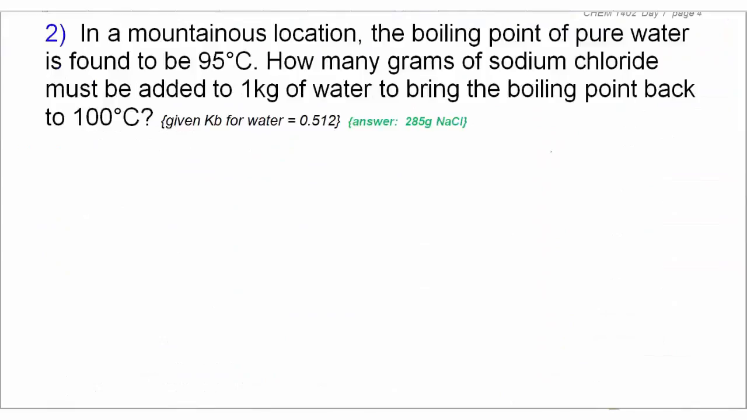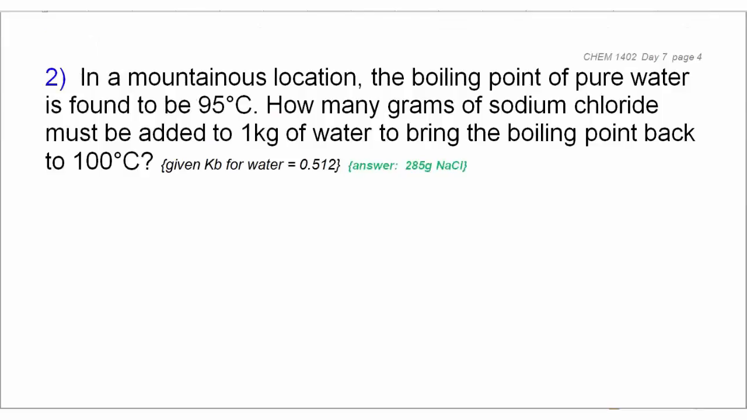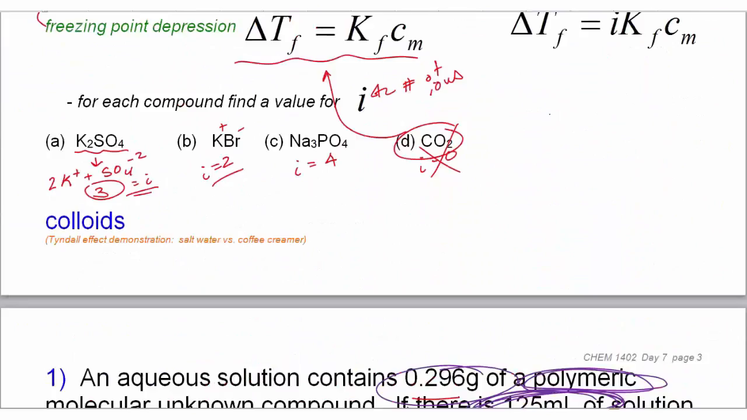In a mountainous location, the boiling point of pure water is found to be 95 degrees Celsius. How many grams of sodium chloride must be added to 1 kilogram of water to bring the boiling point back to 100 degrees Celsius? Do you recognize this type of problem? A boiling point elevation problem, right?